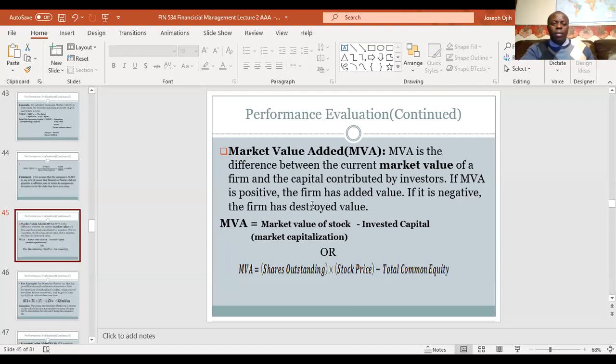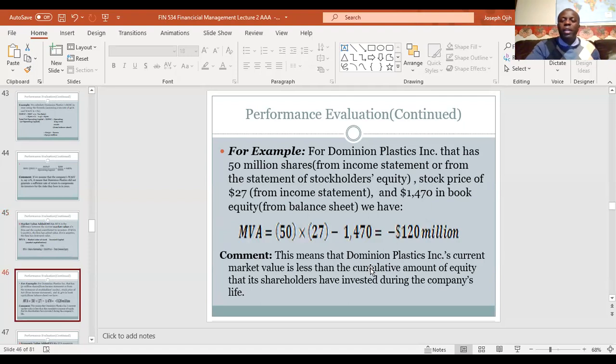So the formula for the market value added is market value of the stock, or what we call market capitalization, minus invested capital. For the market capitalization, we use shares outstanding times the stock price to represent market value. And for the invested capital, we use the total common equity. So it becomes shares outstanding times stock price minus total common equity. So let's try it for our company, Dominant Plastics.